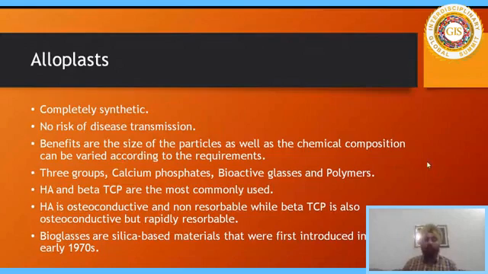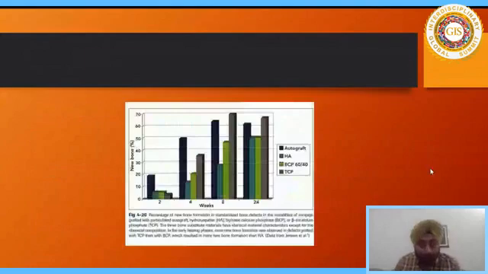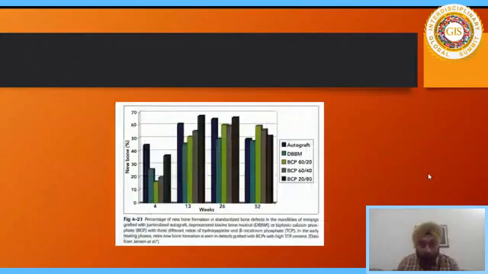Bioglasses are silica-based materials that were introduced in the early 1970s. In the early healing phase, more new bone formation is observed in defects grafted with beta TCP than with HA. Here also, more new bone formation is seen in defects with beta TCP.